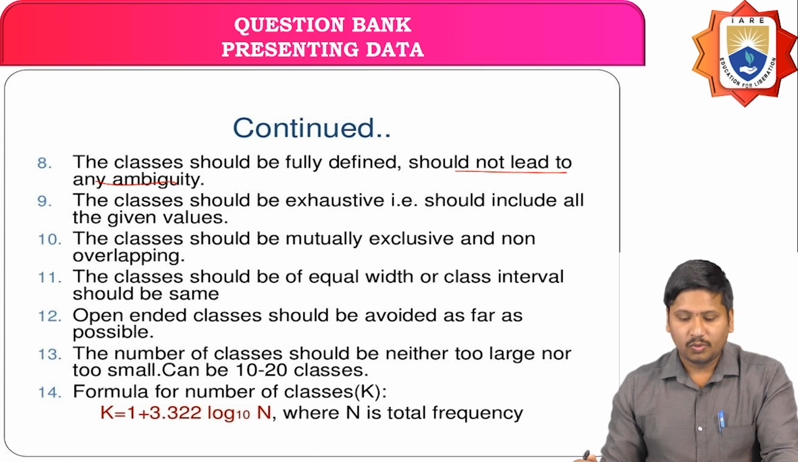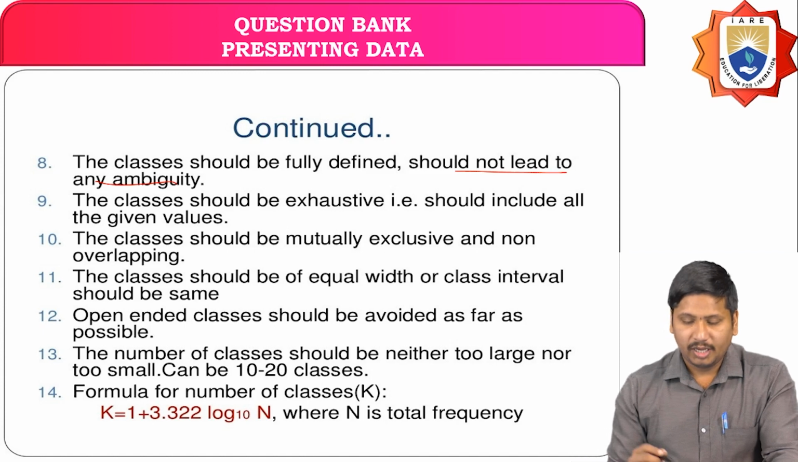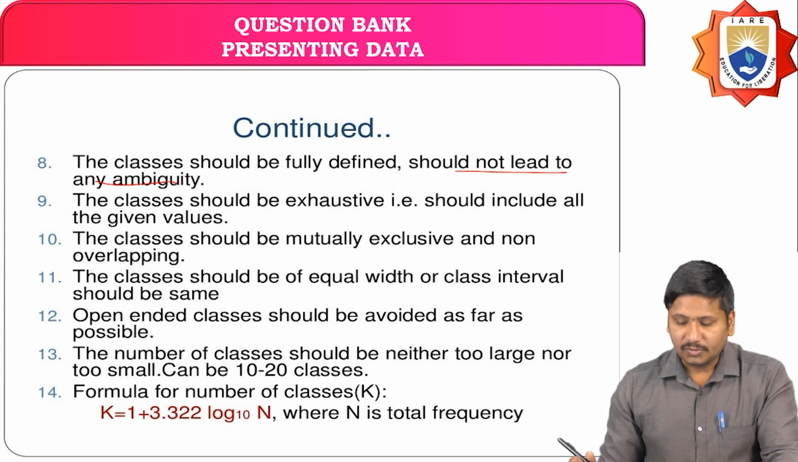A formula for the number of classes, for any kind of application, is k equal to 1 plus 3.322 log n to the base 10, where n is the total frequency, right?